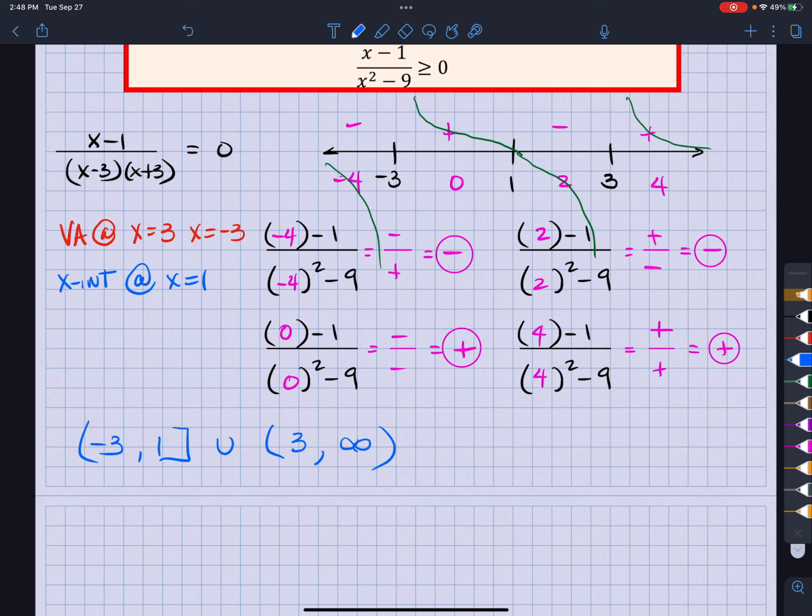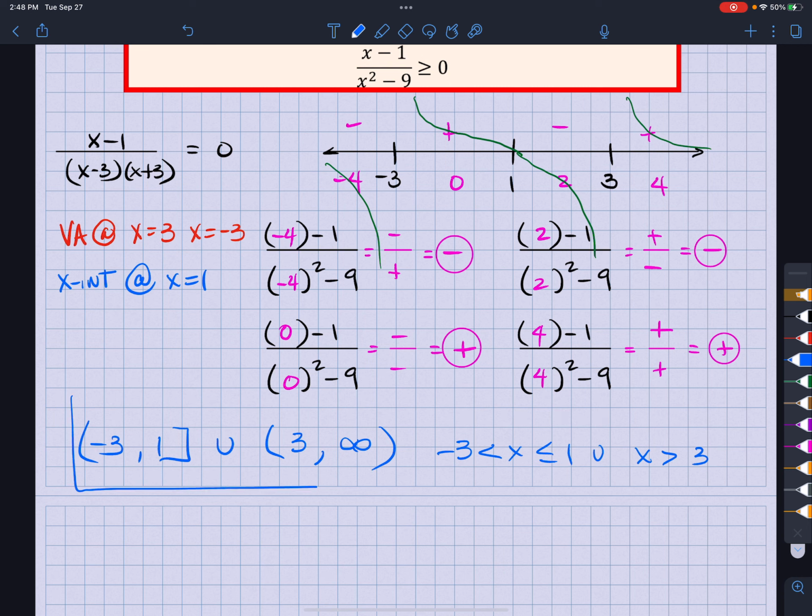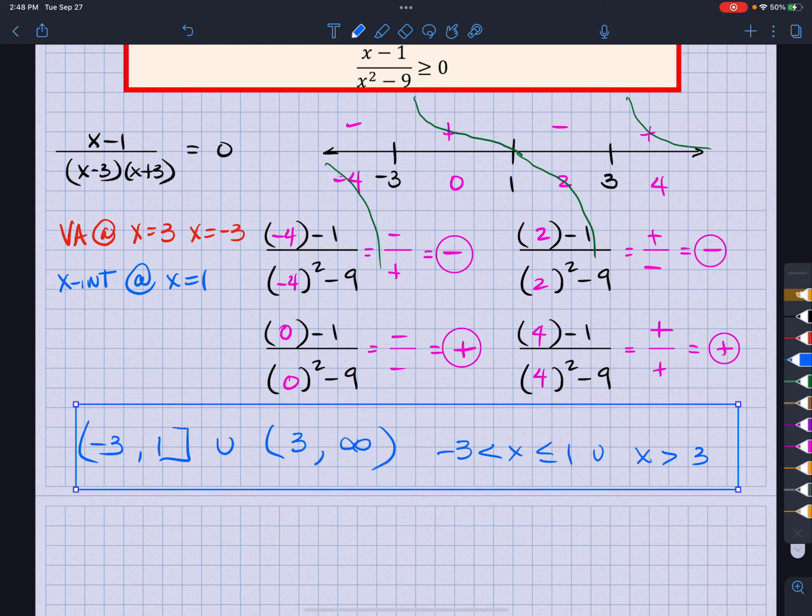So if I had to write it out the other way, it would be what? Negative 3 less than x less than or equal to 1 union with, this is negative 3. Yep. And then I got 3 less than x, union with x is greater than 3. There we go. So either one of these would work as a solution.